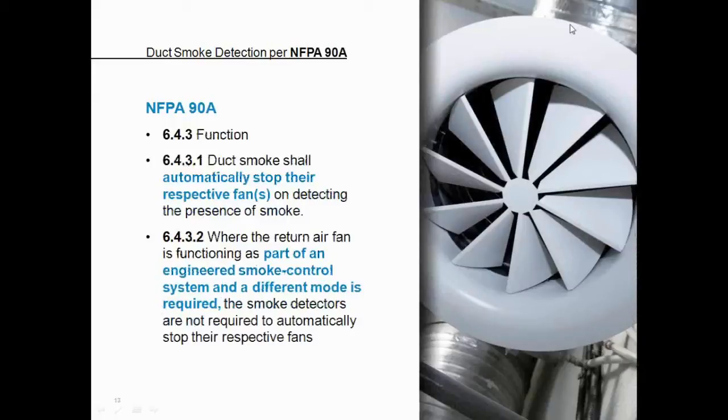NFPA 98 also looks at what should happen when a duct smoke detector is actually detecting smoke. First, the duct smoke detector should automatically stop the fans that are wired to it, with the exception of when the return air fan is functioning as part of a smoke control system and a different mode is required for the situation. So in cases where the fan is part of the smoke control system, the system may be engineered in a manner such that the fan could assist in exhausting smoke out of the building instead of spreading it through the building.